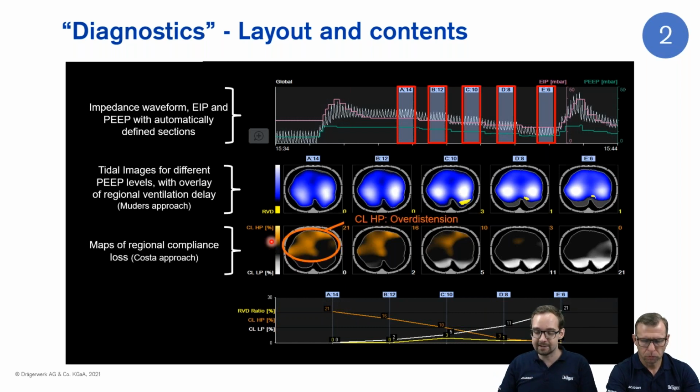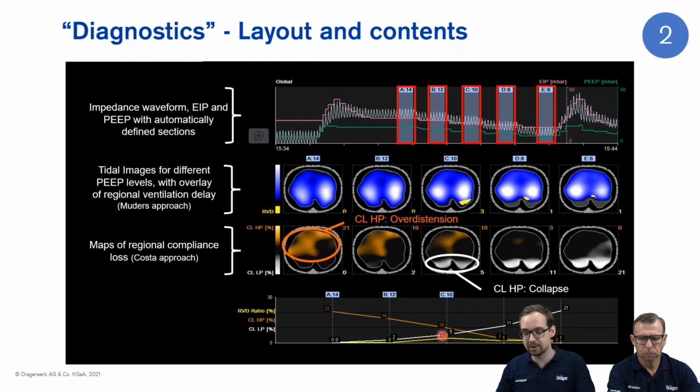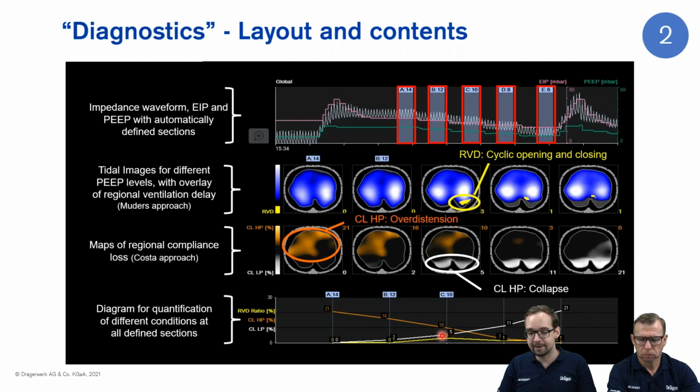So in order to help find the compromise between overdistension and collapse, we are showing you the amount of overdistension and collapse in this graph right here. One potential strategy could be to go for the intersection and then find the best compromise between overdistension and collapse. And if you see here the yellow color associated with cyclic opening and closing, we don't have the time to really dive deep into this.